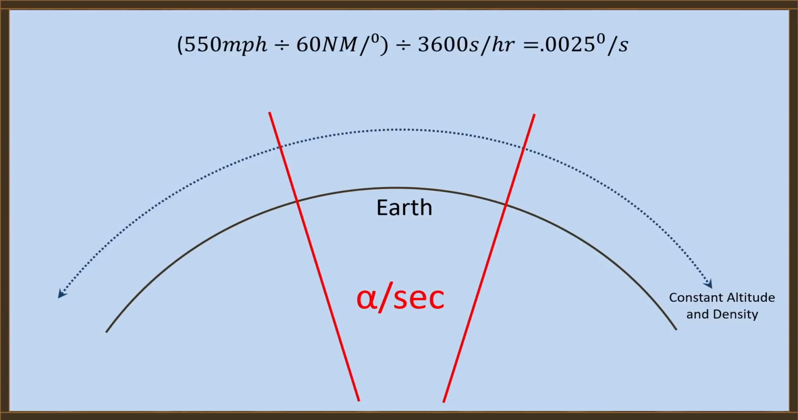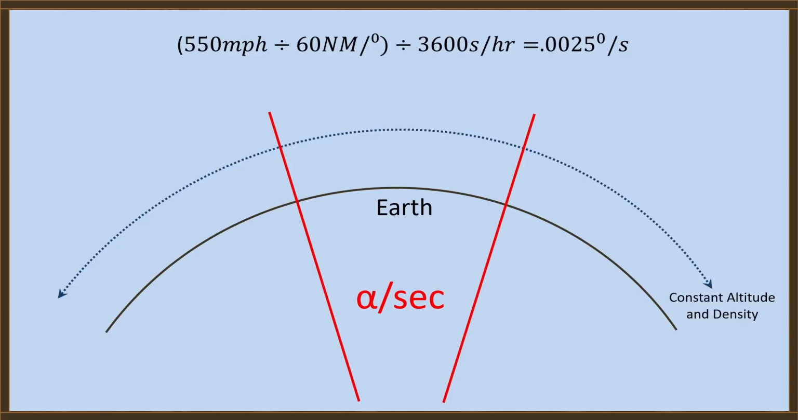You didn't tell us exactly how you did it, but this is what I came up with. You took 550 miles per hour divided by 60 nautical miles per degree to get degrees per hour, and then divided that by 3,600 seconds in an hour and came up with 0.0025 degrees per second. The problem with that is this. You used miles per hour and nautical miles. Now, if you meant 550 knots, then the calculation is correct.